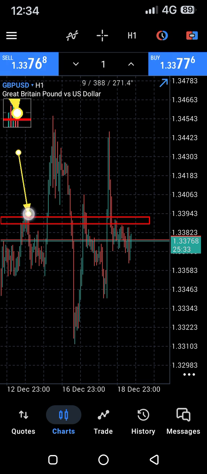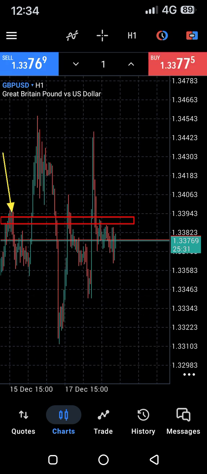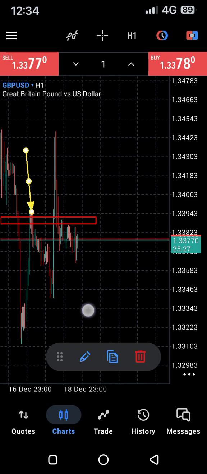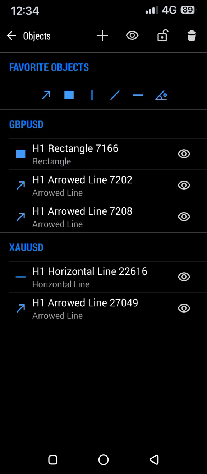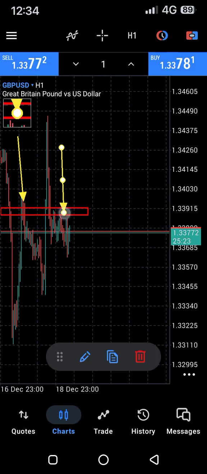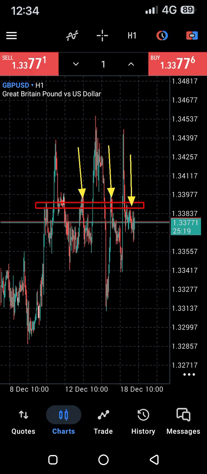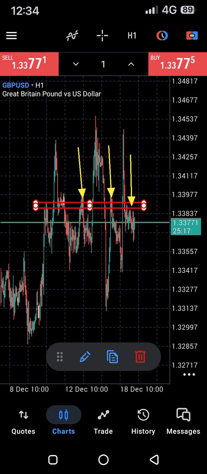So this was the first area of resistance, and then we had the second area of resistance, and afterwards we had another, third area of resistance. So these are three areas of resistance: the first touch, second touch, third touch.